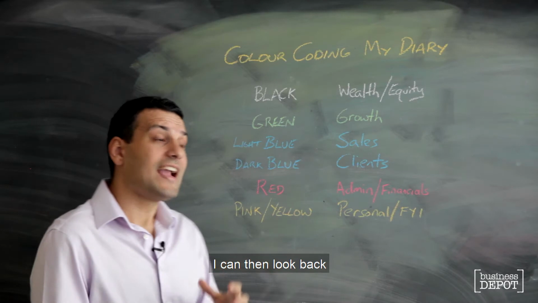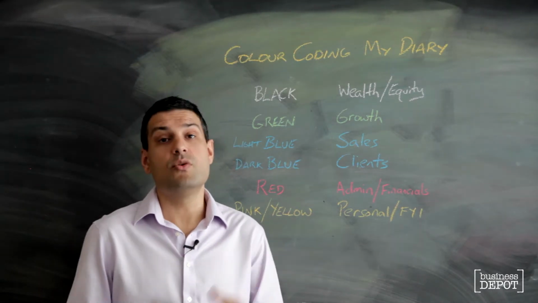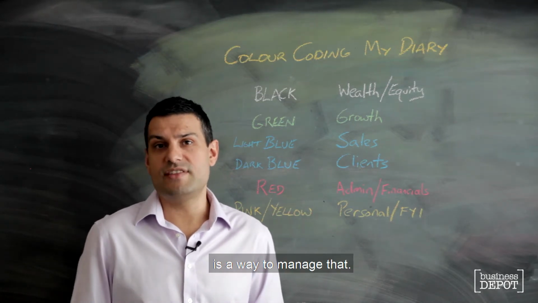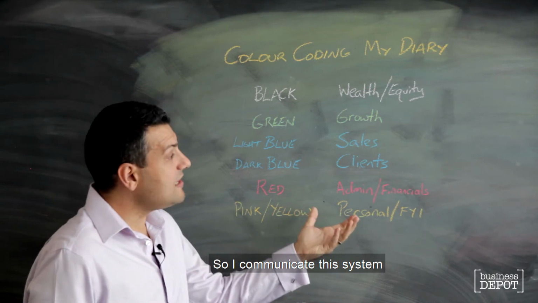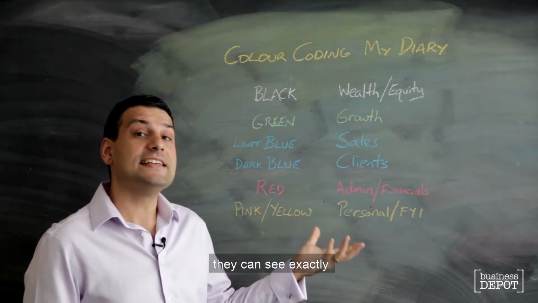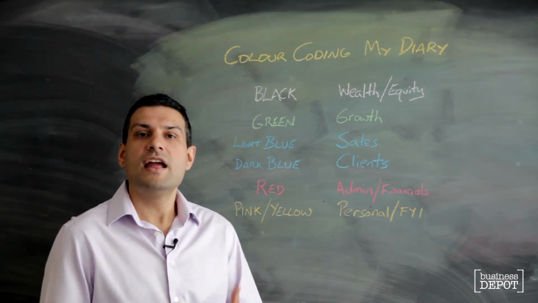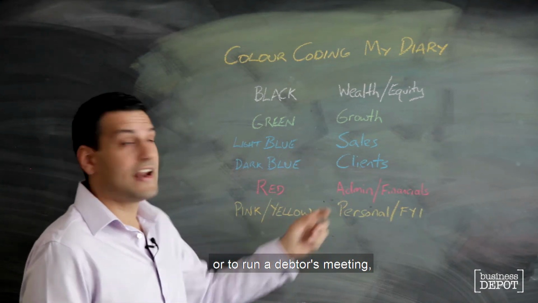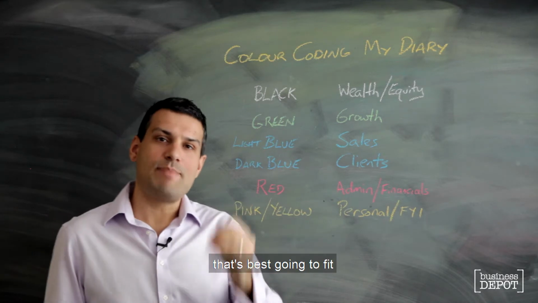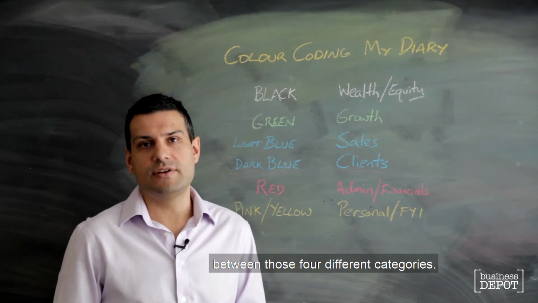And similarly, I can then look back and see where I've been spending my time. If you ever get to Friday afternoon and wonder where the week went, color coding your diary and your task list is a way to manage that. So I communicate this system with my team as well, so that when they look at my diary, they can see exactly what activity I'm up to. And if they need to get into my diary to ask me some questions or to run a debtors meeting, they can see at a glance exactly where that's best going to fit, so that my day isn't bouncing around between those 4 different categories.